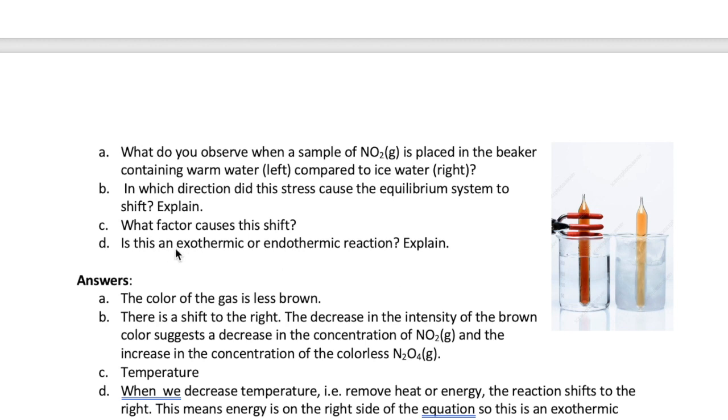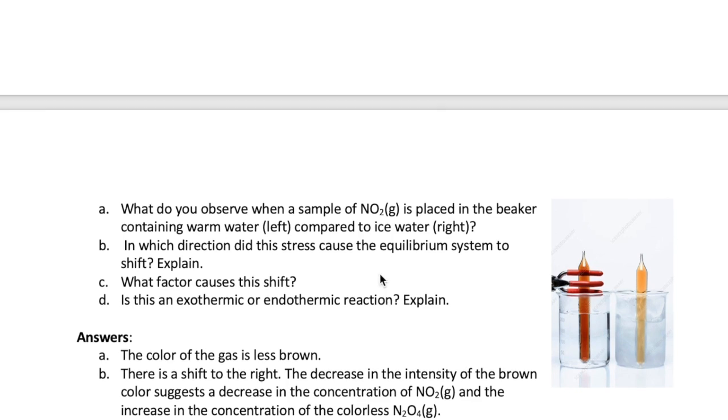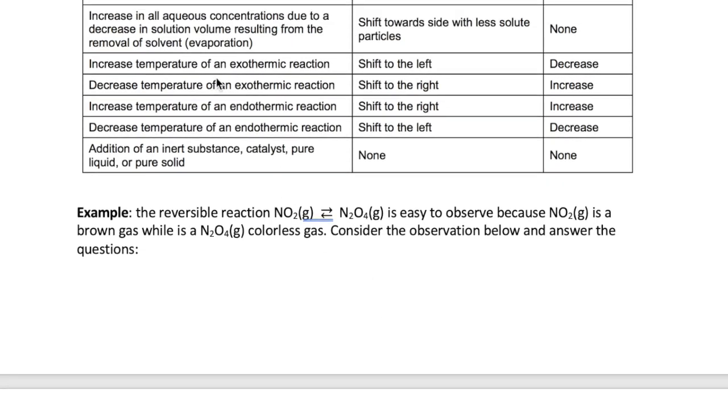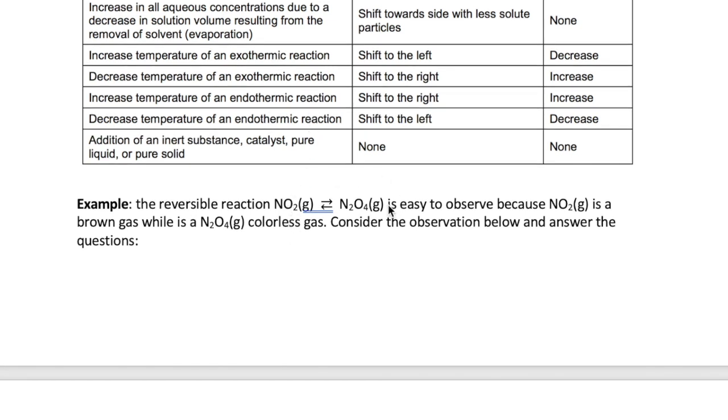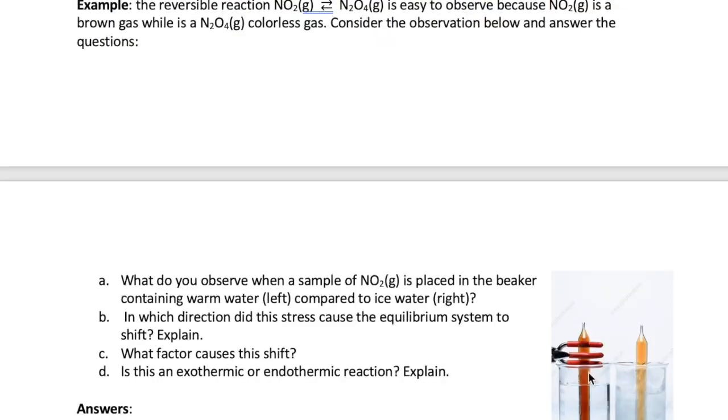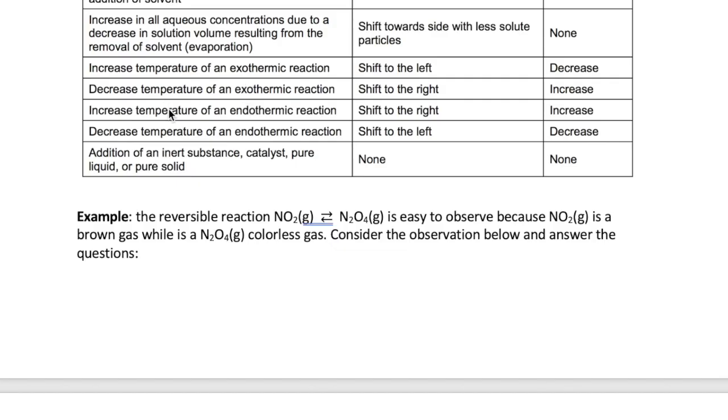Now, the next question is, is this an exo or endothermic reaction? Explain. Okay, now, as I said earlier, temperature effect depends on the type of reaction you have. So in this case, we're shifting to the right when we decrease temperature. We can look at this table to see what is the type of reaction that will result in that kind of a shift. So shift to the right, decreasing temperature, that tells you that it's an exothermic reaction.